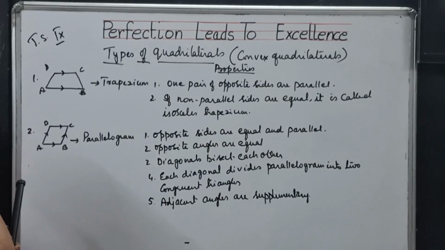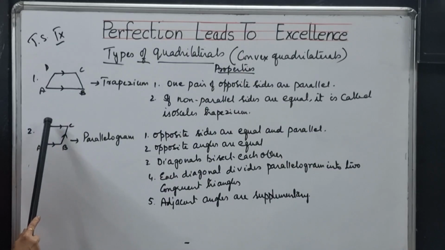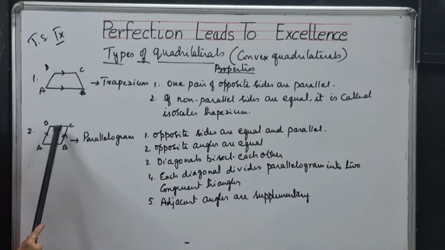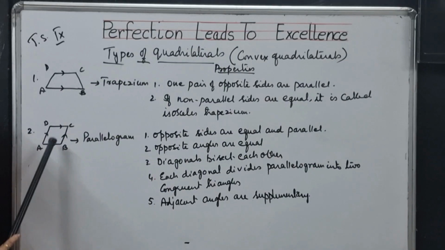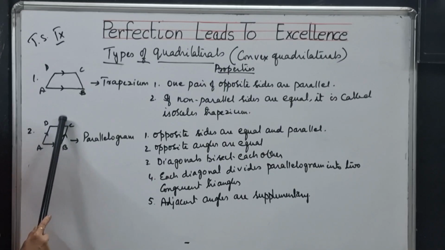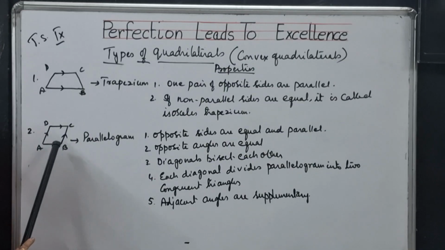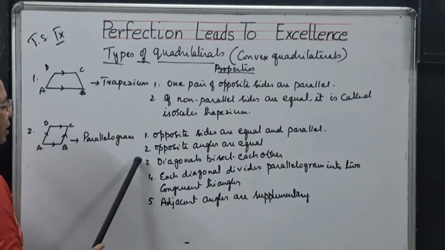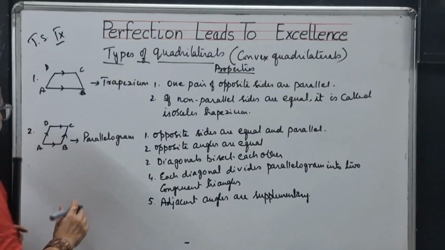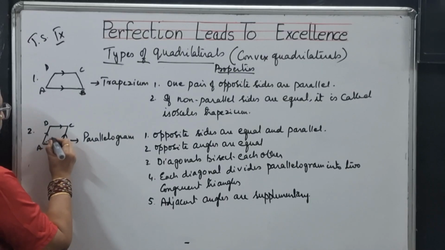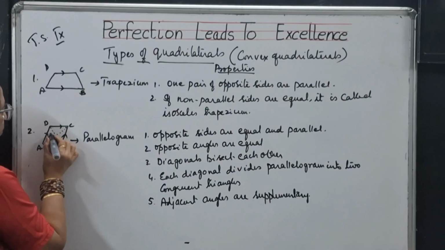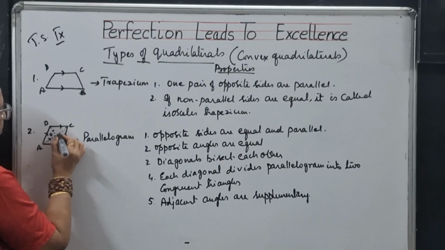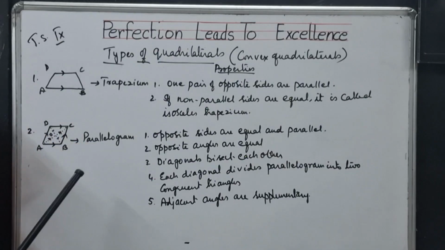Next, parallelogram. What is a parallelogram? It is a figure formed by four sides. The property here is that opposite sides are equal and parallel. See, AB will be equal to DC and AB will be parallel to DC. And opposite angles are equal. Angle A will be equal to angle C, angle B will be equal to angle D. Diagonals bisect each other. When you draw the diagonals, AC is one diagonal and BD is the other diagonal. This is the point. They bisect each other, that means they divide each other into two equal halves.